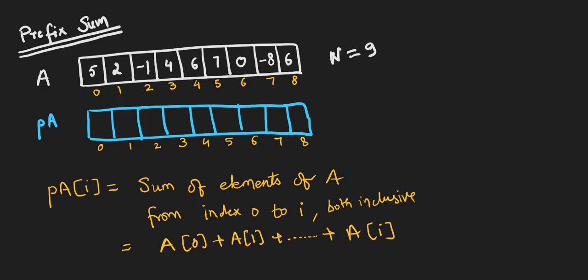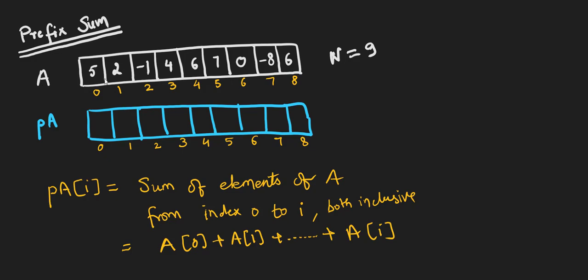Let's learn the concept of prefix sum. Prefix sum of an array is defined as another array where each index is filled with the sum of prefixes of the array. So initial elements of the array are called prefix. For example, 5 is a prefix of array A.